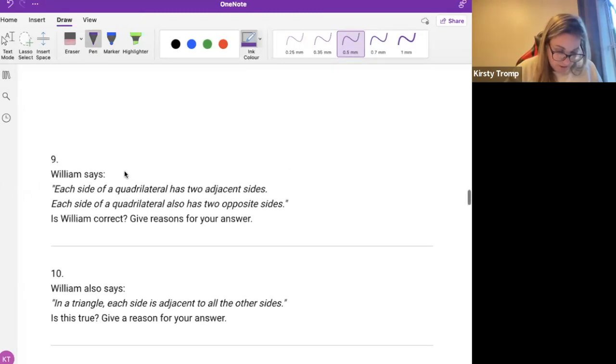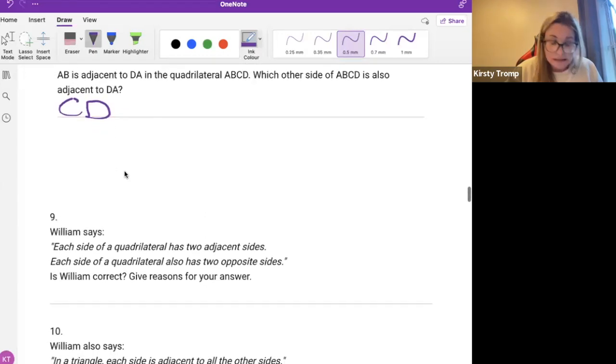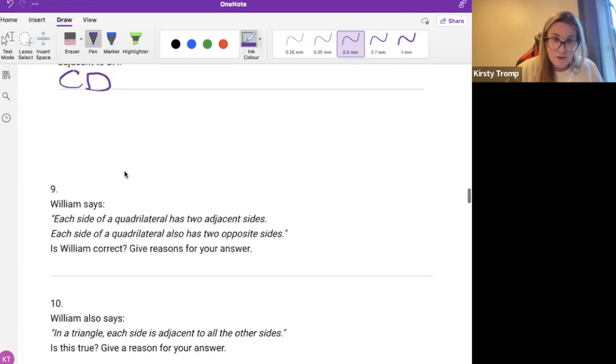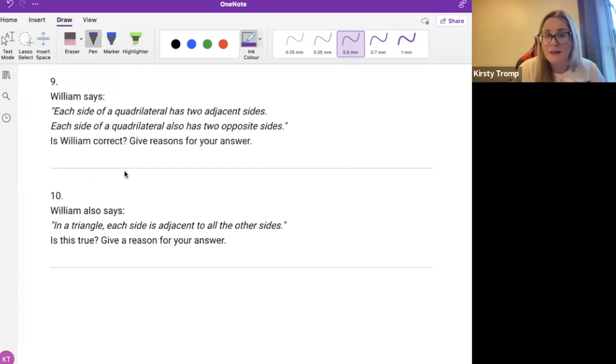Okay, Jordan's asking me if I can go up a little bit. Jordan, are you wanting me to go up this way? Then we can't see the question. All right, so I'm going to go back this way. All right, 1 minute.